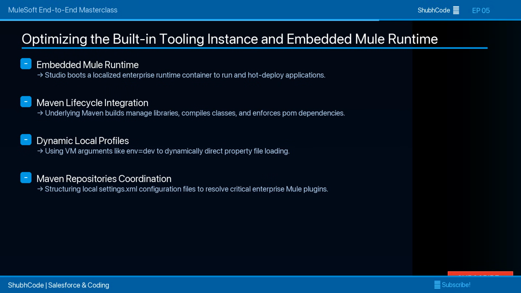To configure local profiles, you should leverage the VM Arguments tab within your project's run configurations. For example, instead of hard-coding target configurations, you can pass -Denv=dev as a VM argument to instruct the runtime to load properties dynamically from your dev-properties.yaml file. If you encounter Maven build failures or dependency resolution issues inside Studio, do not ignore them. Open your project's Maven configuration, and ensure that Studio is pointing to your corporate Nexus repository or the MuleSoft Enterprise Maven repository using a properly configured local settings.xml file to avoid missing enterprise JAR dependencies.